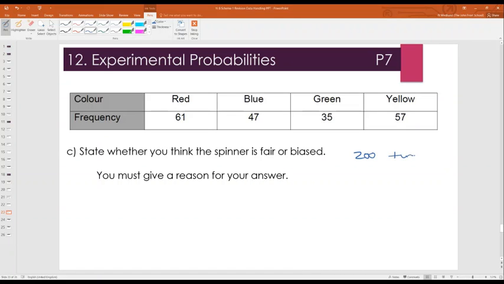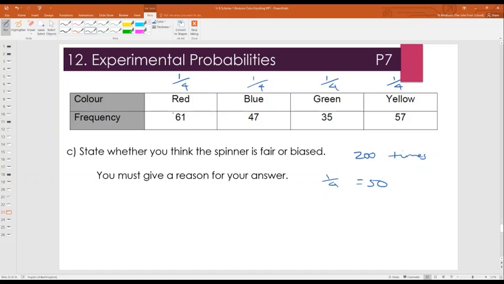So really, if this was a fair spinner, you would expect the probability for this one to be a quarter, probability for this one to be a quarter, and so on. You'd expect them all to be a quarter, wouldn't you? Because that would mean it's the same chance of each color coming up, so it would be fair. A quarter of 200 is 50, isn't it? So a quarter of spinning it 200 times is 50 times. So we just need to look at this data now and see whether we think it's biased based on how far away it is from 50.